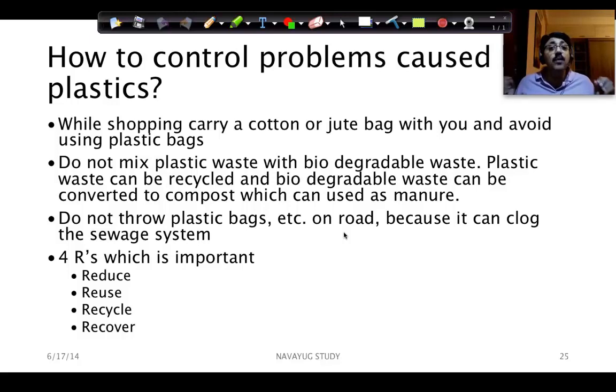So do not throw plastic bags onto roads. Why? Because the plastic bags will get into the drainage, block the drainage, right? And that will be a problem.